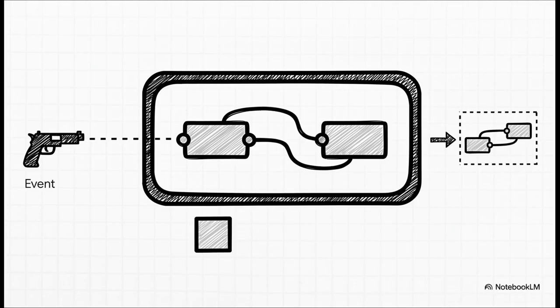Then we have variables. These are the nouns, the memory. This is where you store stuff like player health or current score. Events are the starting guns. They're what kick off a script, like when the level starts or you press the F key. And finally, functions. These are just tidy little packages of logic that you can use over and over again.